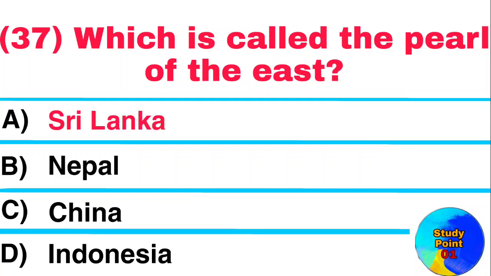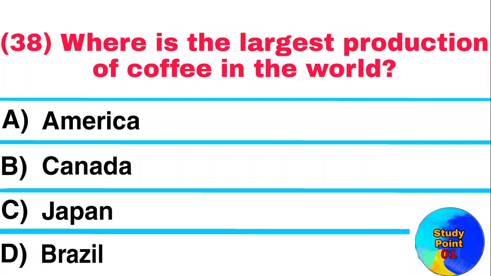Answer. Sri Lanka. Question. Where is the largest production of coffee in the world? A. America. B. Canada. C. Japan. D. Brazil. Answer. Brazil.